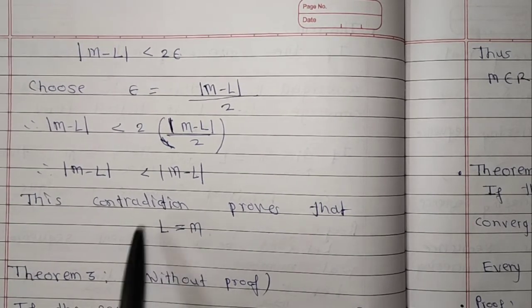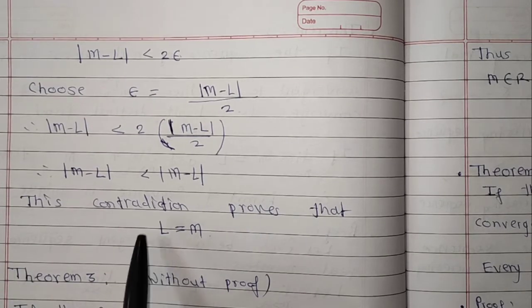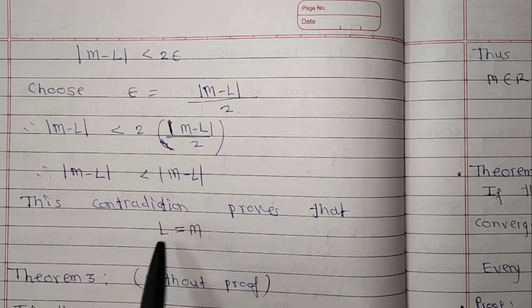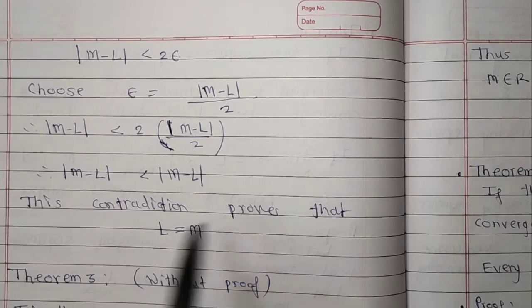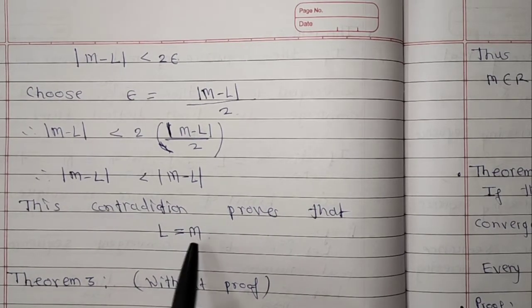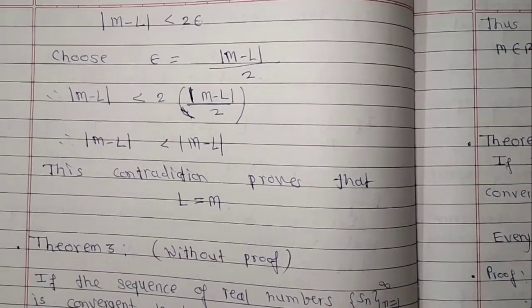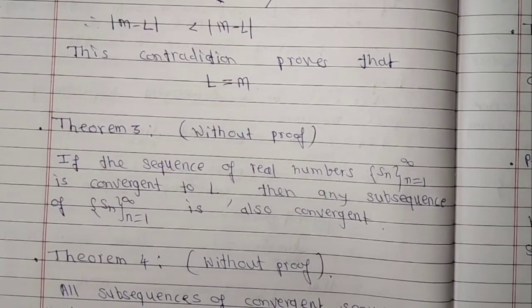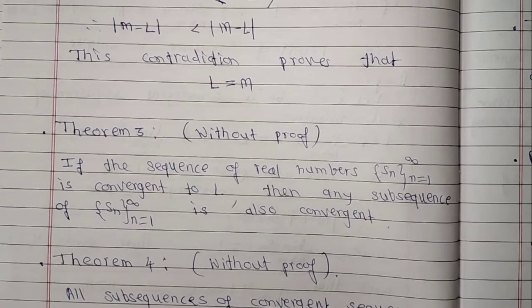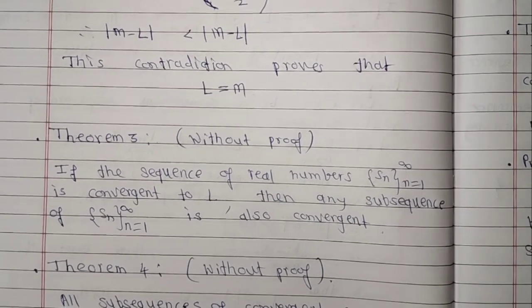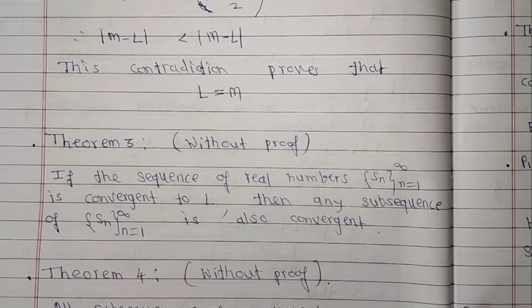That means the limit of a sequence is unique. Hence if there are two limits of any sequence, then these two limits must be equal. That is, L is equal to M. Now we consider some theorems which are without proof. There are only statements of these theorems.